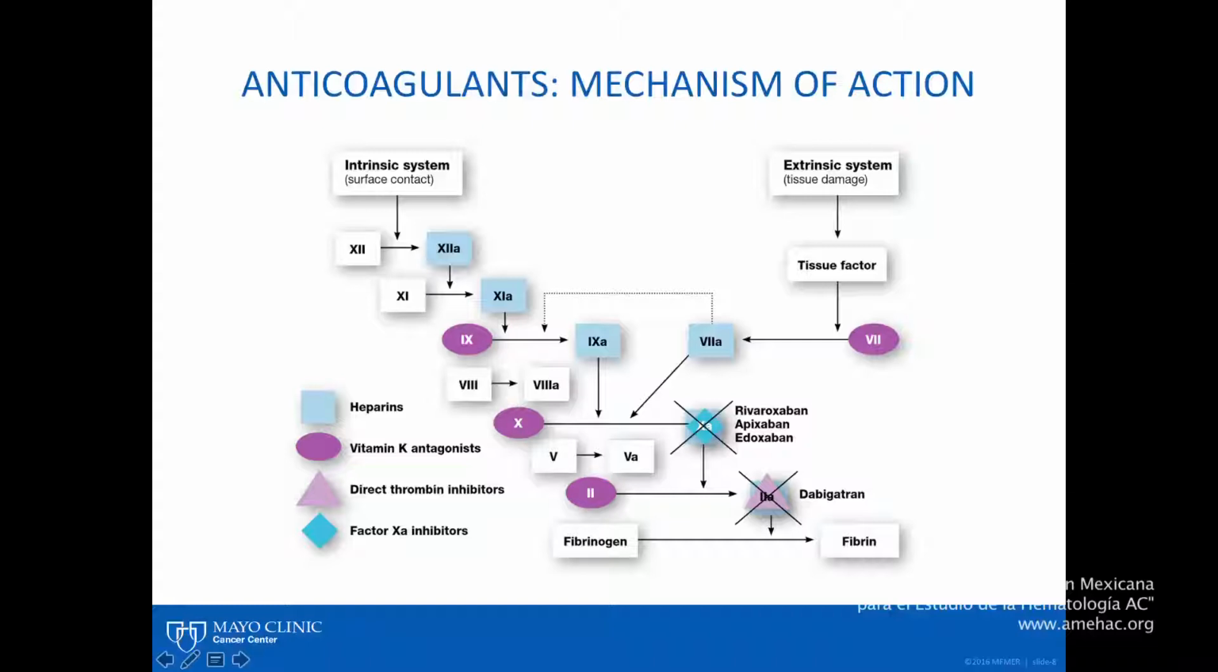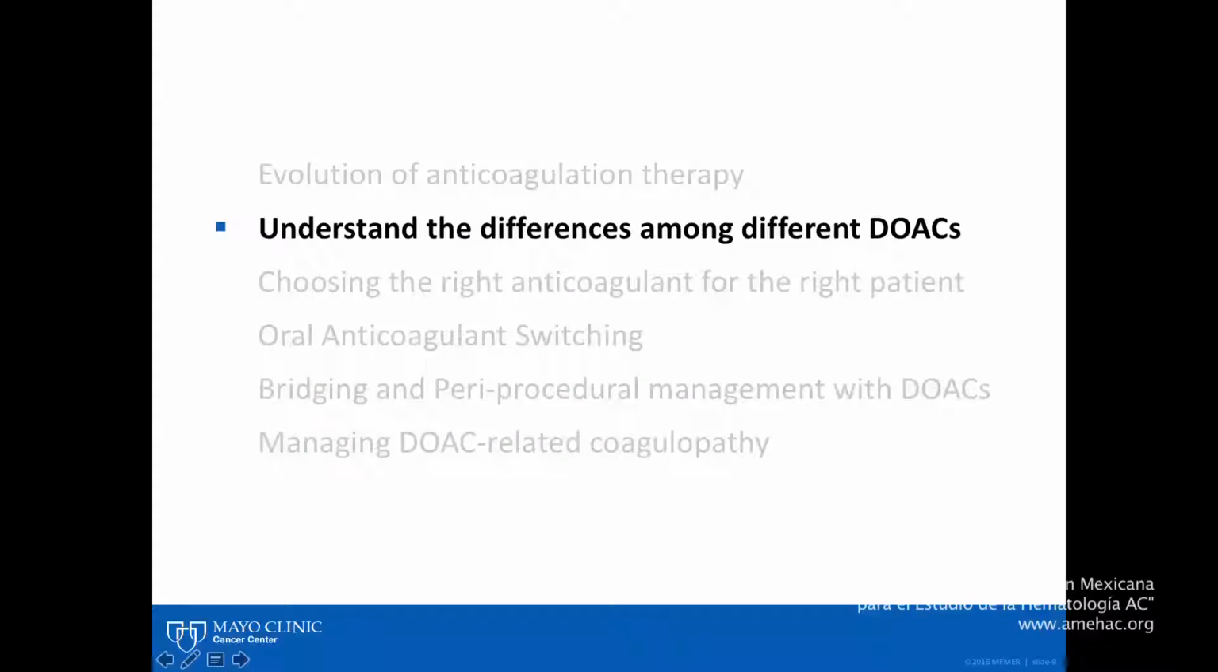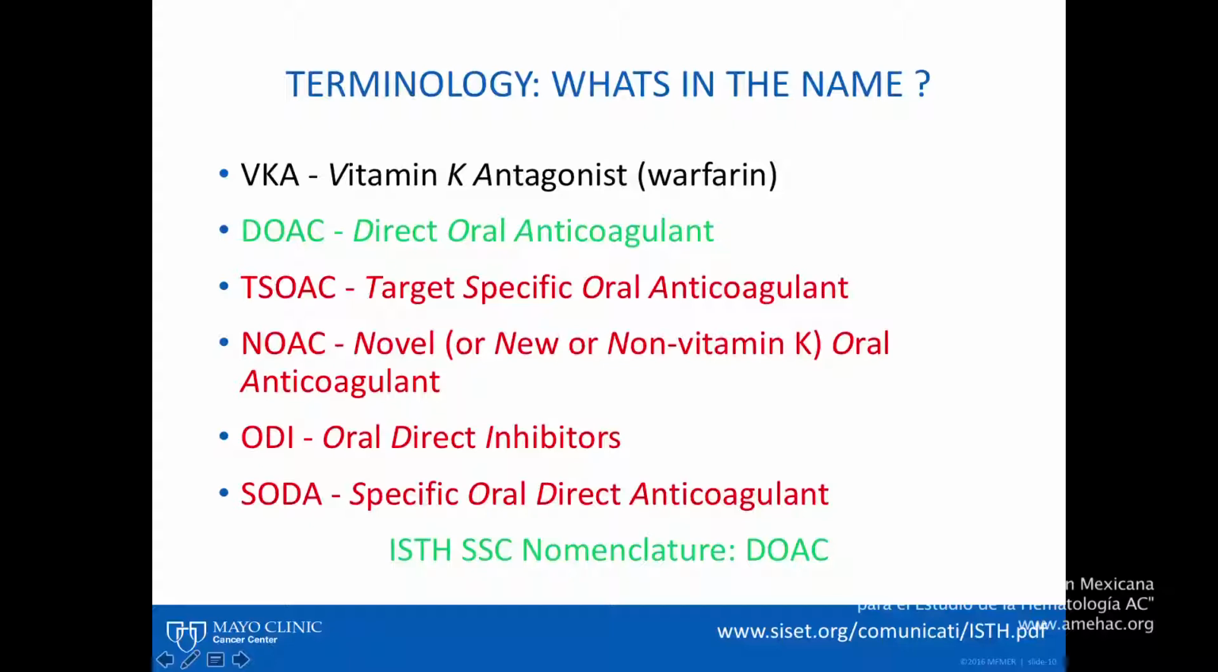So what's the difference between these DOACs? Before we talk about the DOACs, let me clarify a little bit. There was a lot of confusion in terms of the nomenclature for direct oral anticoagulants. Ultimately, ISTH, the International Society for Thrombosis and Hemostasis, a few years ago came up with a standardization for the nomenclature, and they now say that we should be using DOAC. People used to call them TSOAC, target specific oral anticoagulants, then new oral anticoagulants.